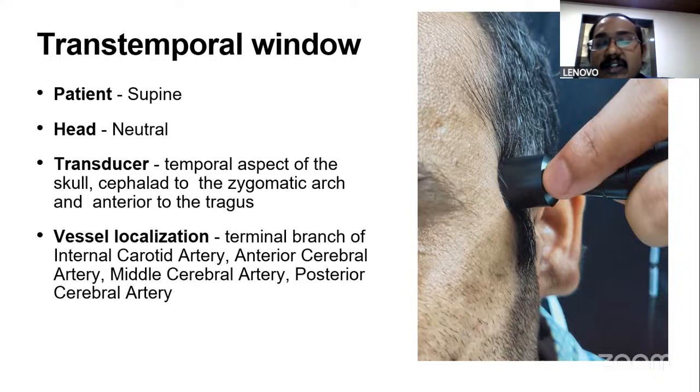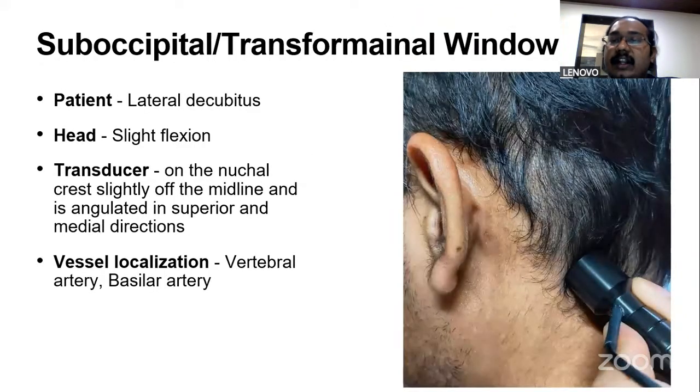So first, the transtemporal window. The patient is in supine position, with the head in neutral. The probe is kept as near as possible to the tragus, anterior to the tragus and above the zygomatic arch. With this, we will be able to identify the terminal ICA, MCA, ACA, as well as posterior cerebral arteries. Then we come to the next window.